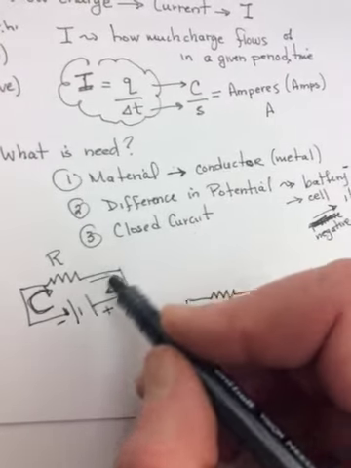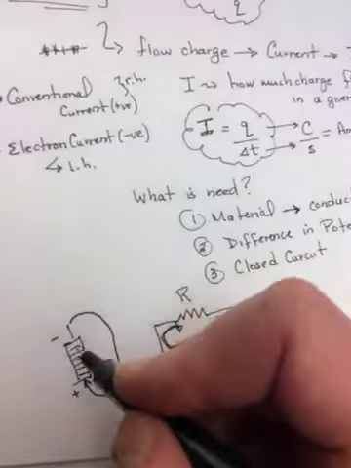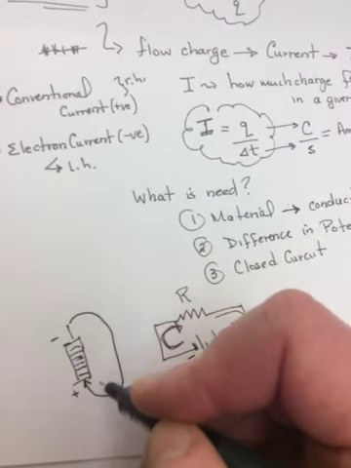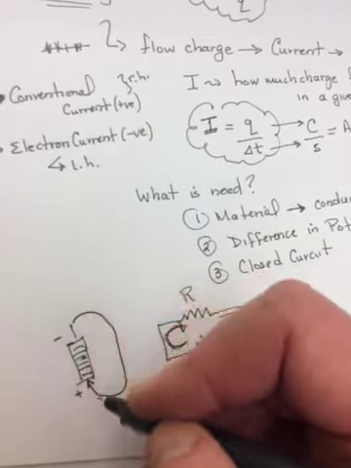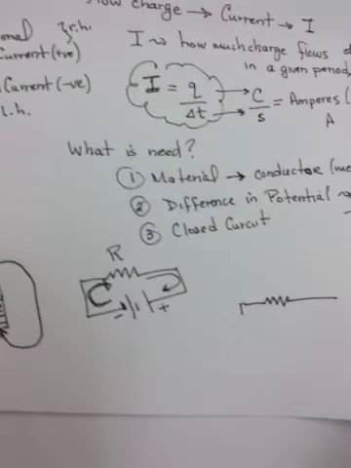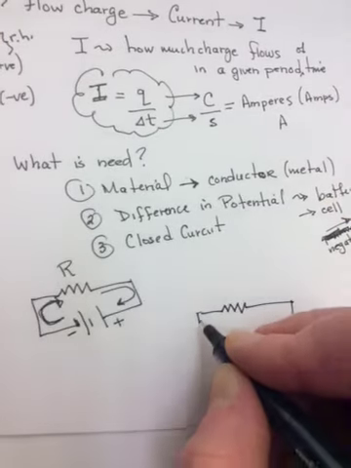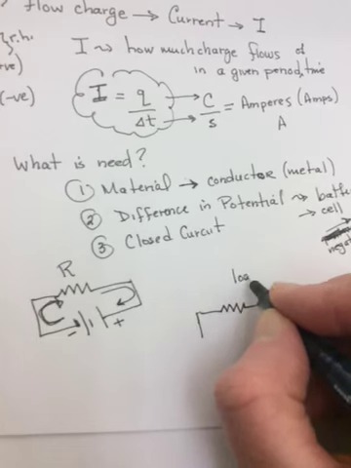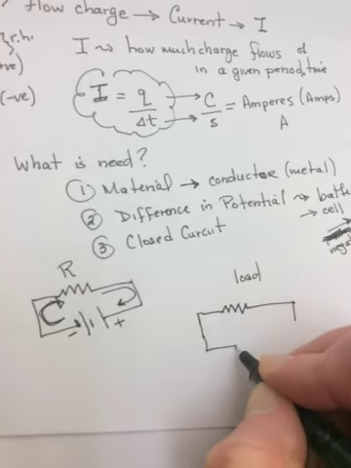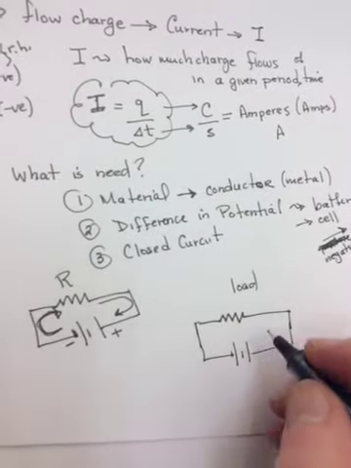We can make current flow if there's no resistor. I could take a wire and just hook it across the battery, and current will flow, but it'll soon burn out the battery. It'll blow the battery. It's called short-circuiting the battery. So you don't want to do that in a real circuit. So if you're building a circuit, you need something that's a resistance or a load, and then you need the battery, and you need the material through which it will flow.